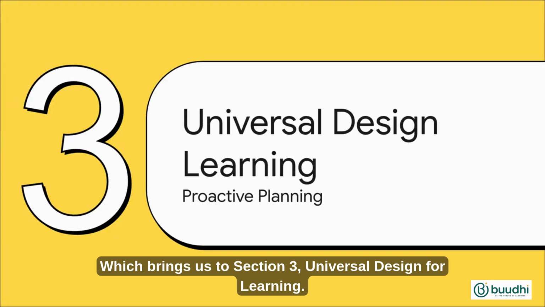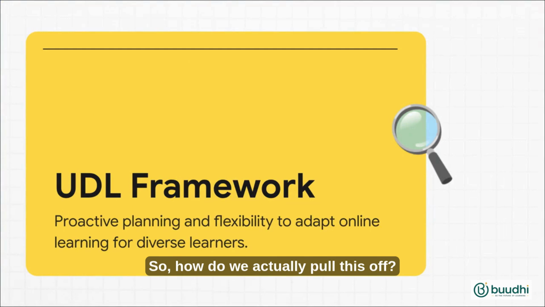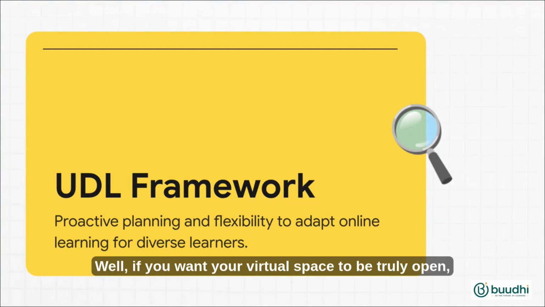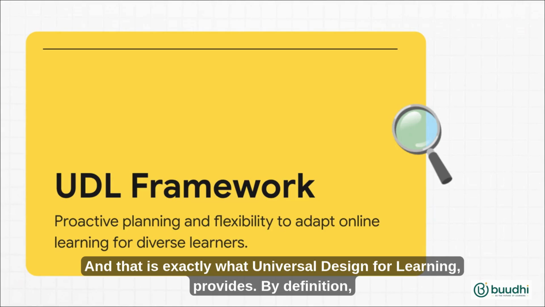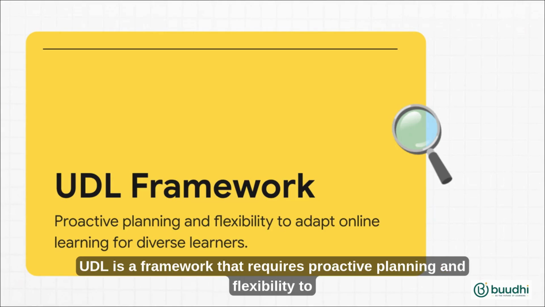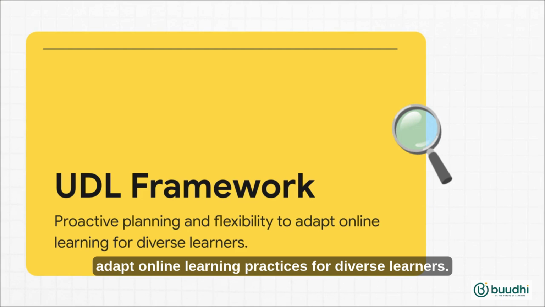Which brings us to Section 3, Universal Design for Learning. So how do we actually pull this off? Well, if you want your virtual space to be truly open, you need a proactive game plan. And that is exactly what Universal Design for Learning, or UDL, provides. By definition, UDL is a framework that requires proactive planning and flexibility to adapt online learning practices for diverse learners.